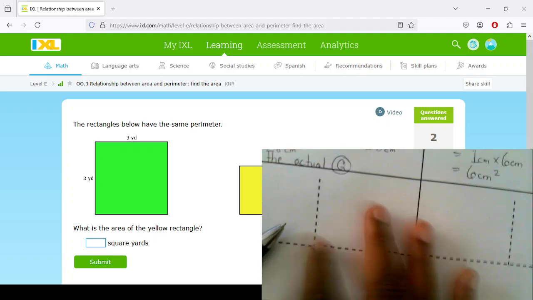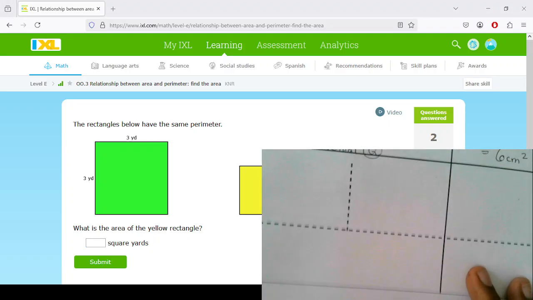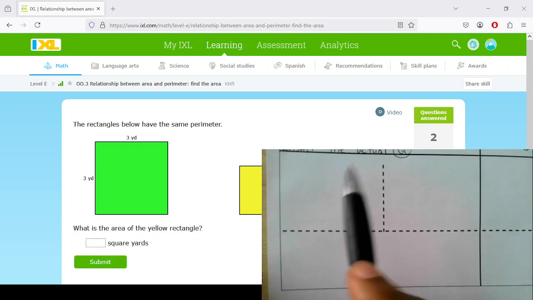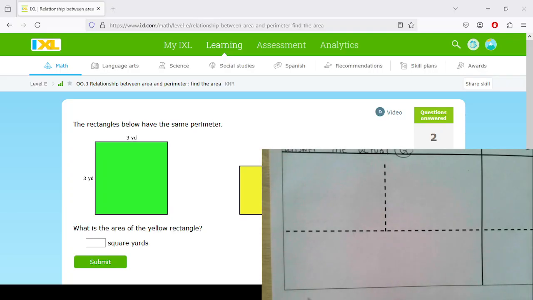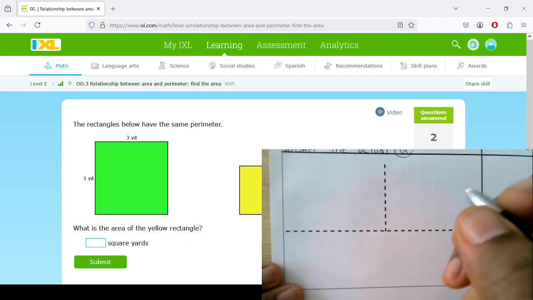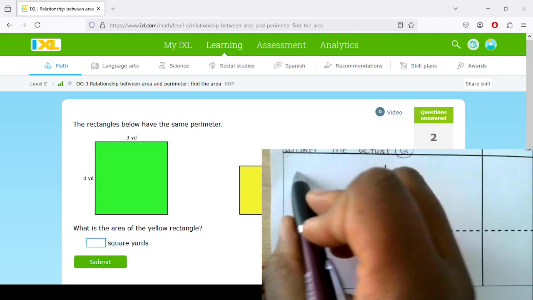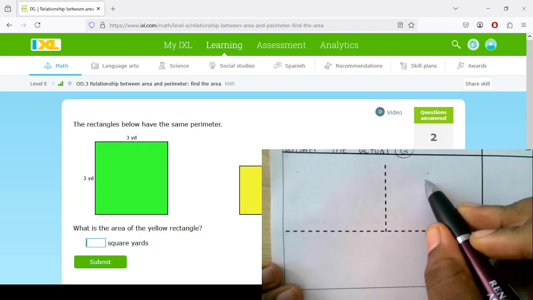Now let's look at what happens if we were to make a mistake. I'm going to find the actual question. I'm going to answer the actual question, but I have to do 2 things before I can do that. I'm going to use the information that I'm given, that they have the same perimeter. So this perimeter will equal that perimeter. The green perimeter will equal the yellow perimeter.